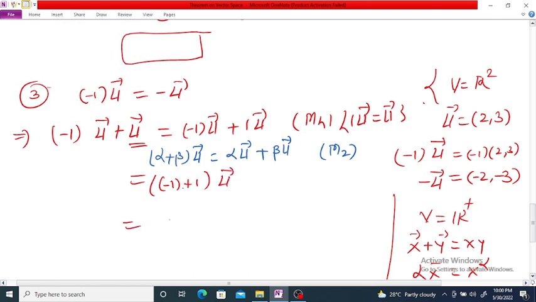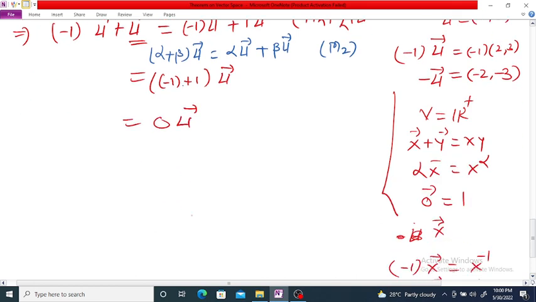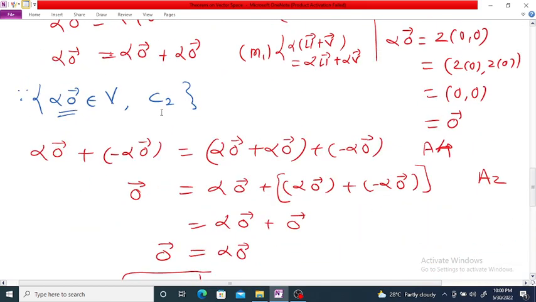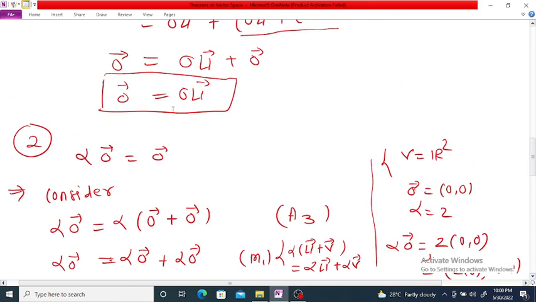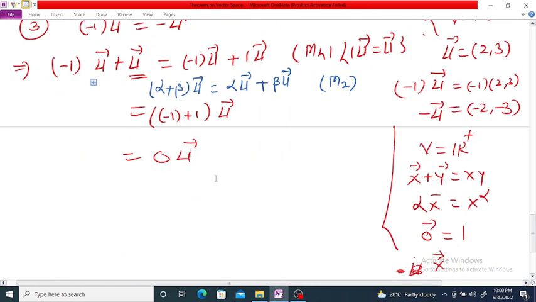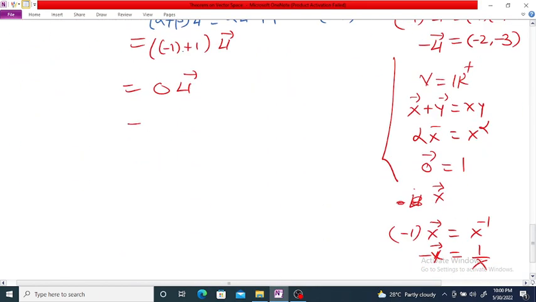Now what is minus 1 plus, this is our regular real number, so this is nothing but 0 into u bar. But what is 0 into u bar? Just as we have seen here, 0 into u bar is 0 bar. So this is nothing but the 0 bar.